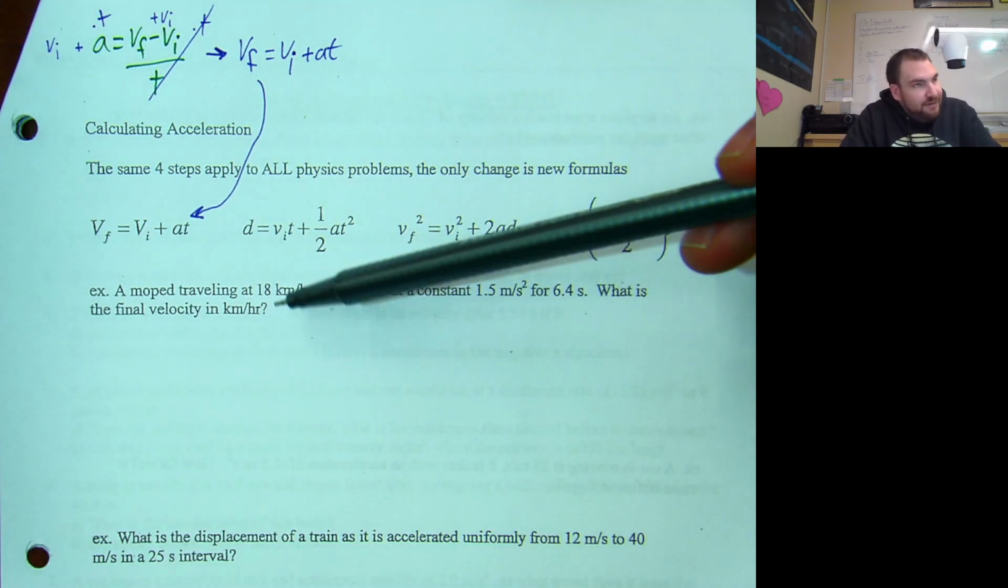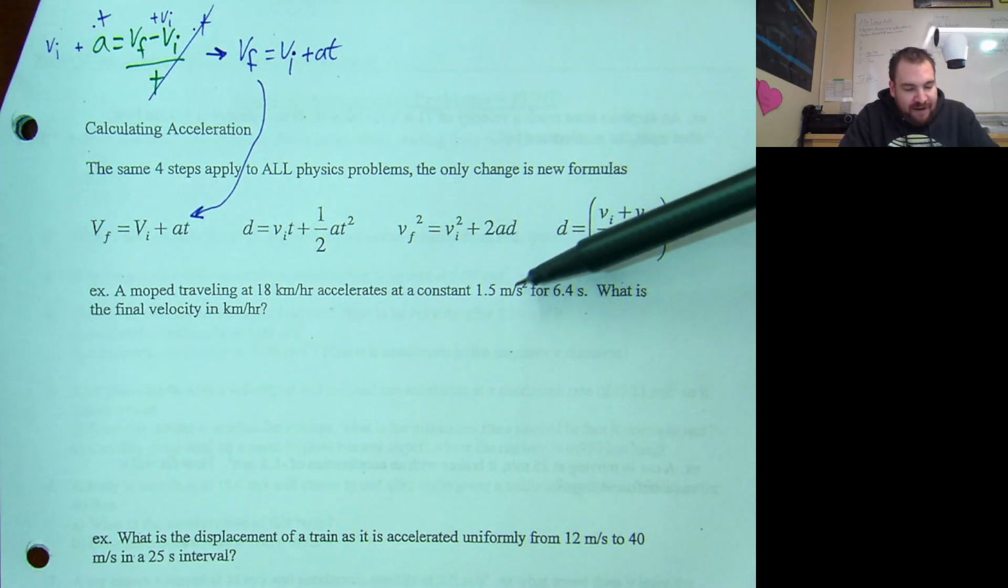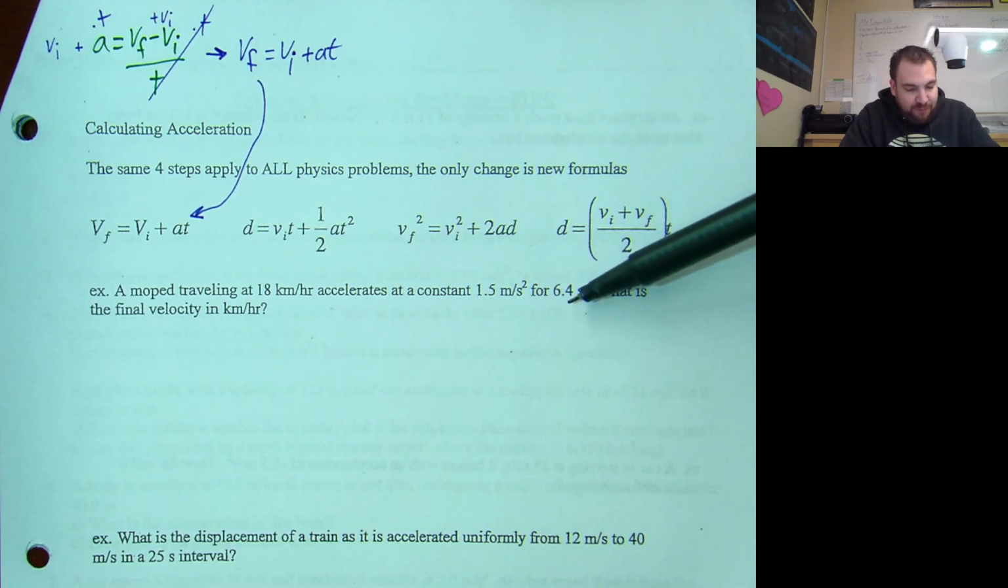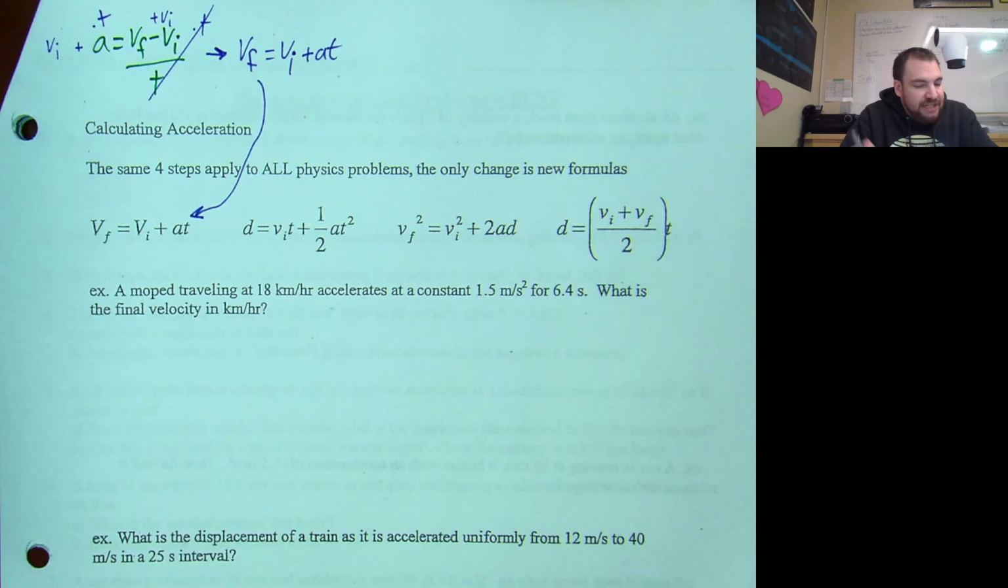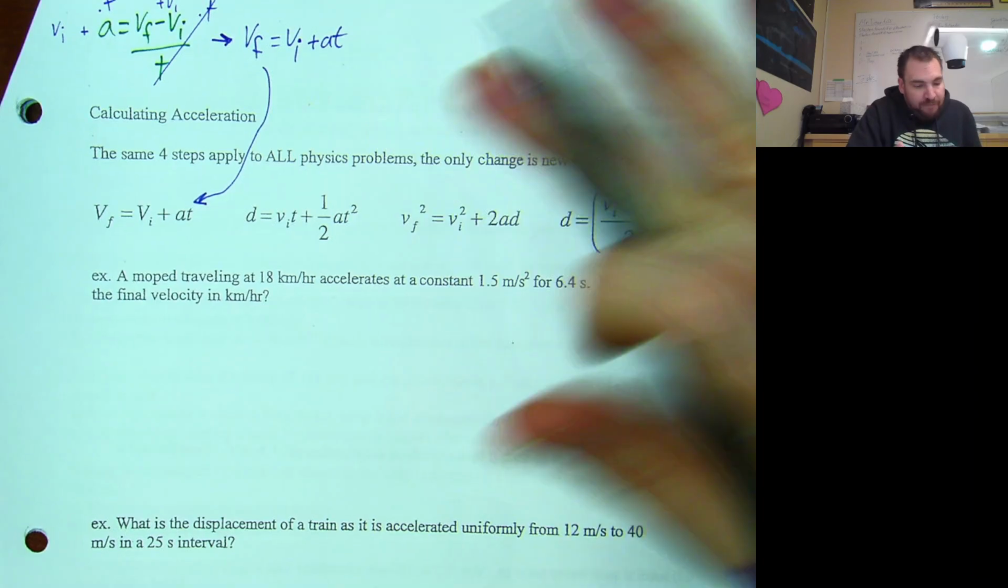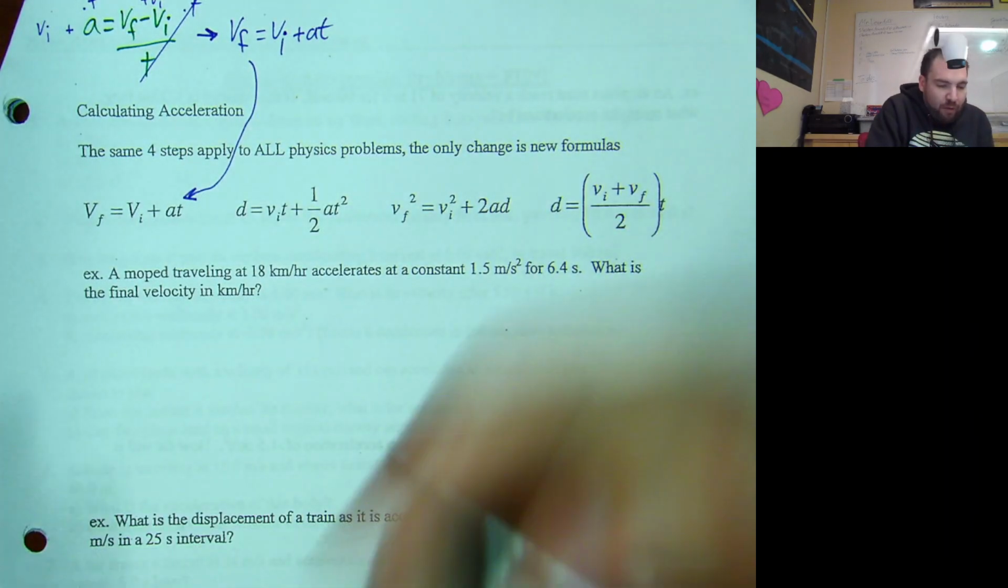A moped traveling at 18 kilometers per hour accelerates at a 1.5 meter per second squared acceleration for 6.4 seconds. What is the final velocity in kilometers per hour? So the procedure is exactly the same for what we've done before. I want to see you do it. So write out what we know.